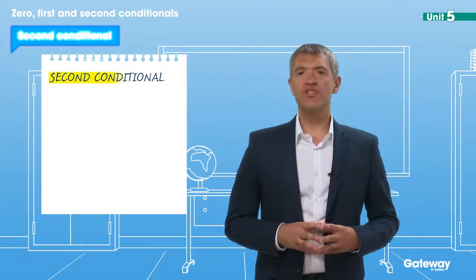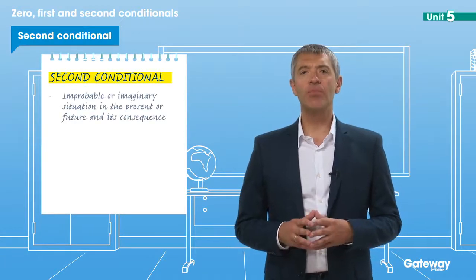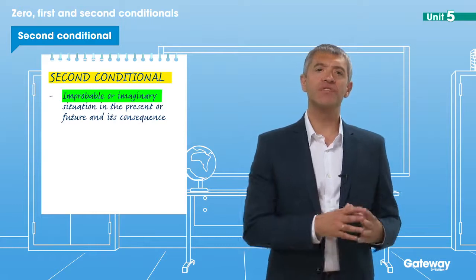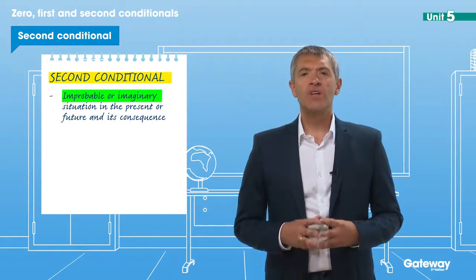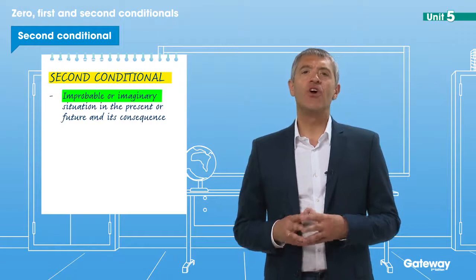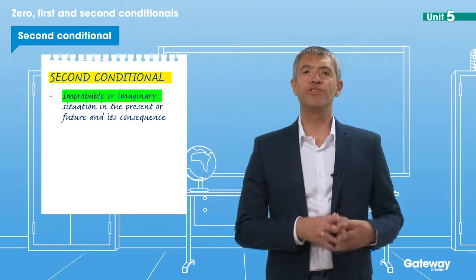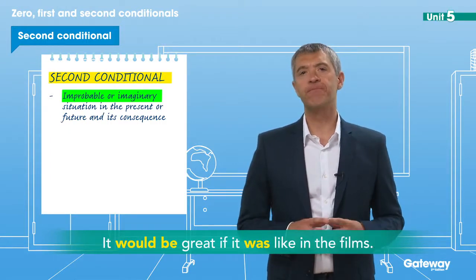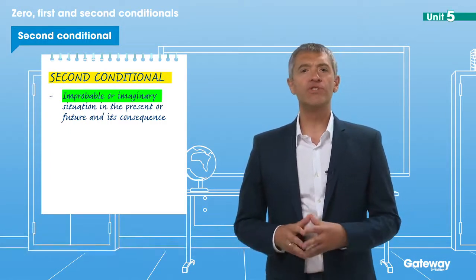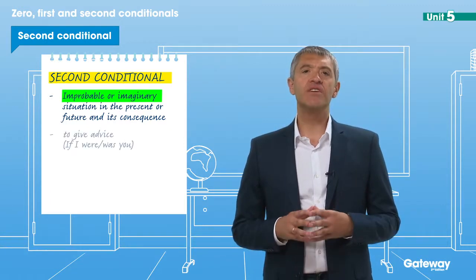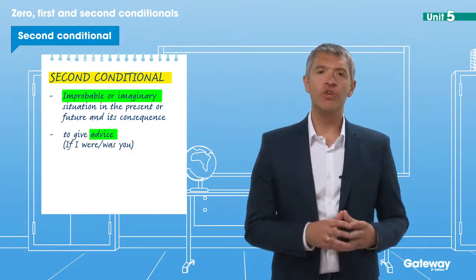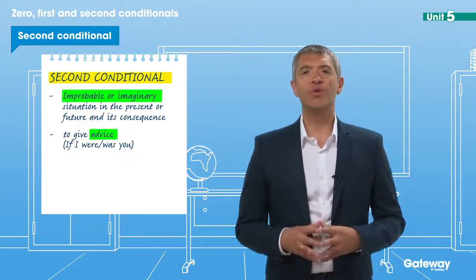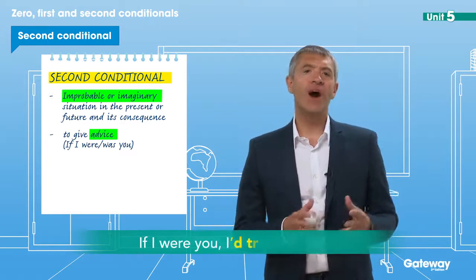The second conditional describes an improbable or imaginary situation in the present or future and its consequence. So imagine if you could play Quidditch on a flying broomstick like Harry Potter. It would be great if it was like in the films. We can also use the second conditional to give advice when we have if I were you in one half of the sentence. So, for example, if I were you, I'd try Quidditch.